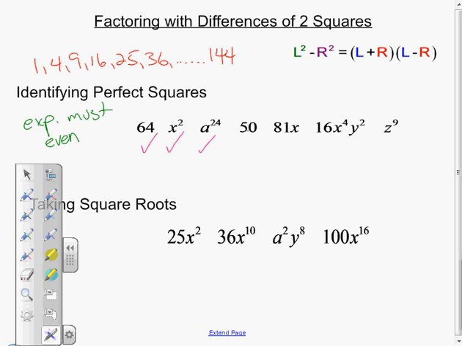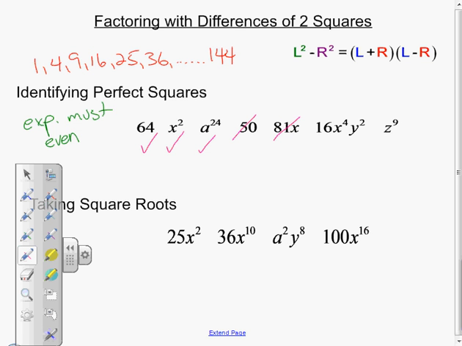Now 50. 50 doesn't fit in this list nicely, okay? Its square root is a decimal, so it's not what we call a perfect square in terms of it having an integer square root. Now 81x confuses kids sometimes because 81 fits in this list because it's 9 squared. But the exponent on the x is odd. Therefore, this is not a perfect square.